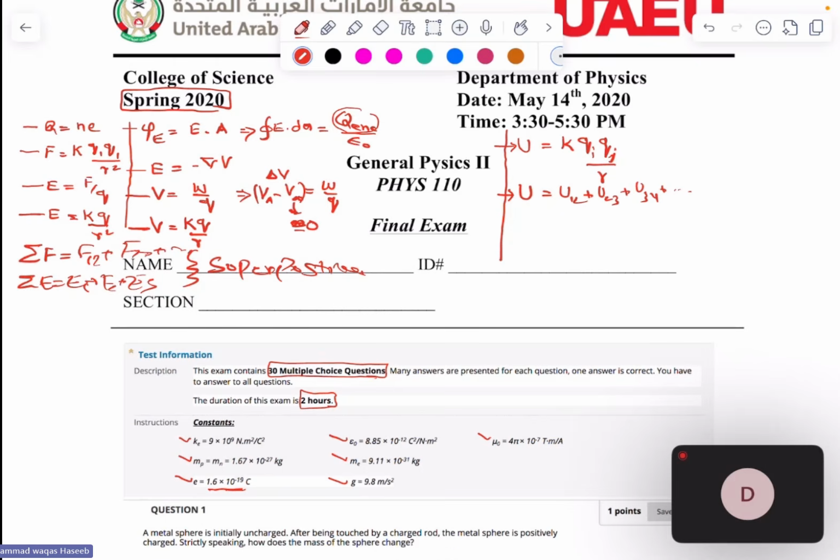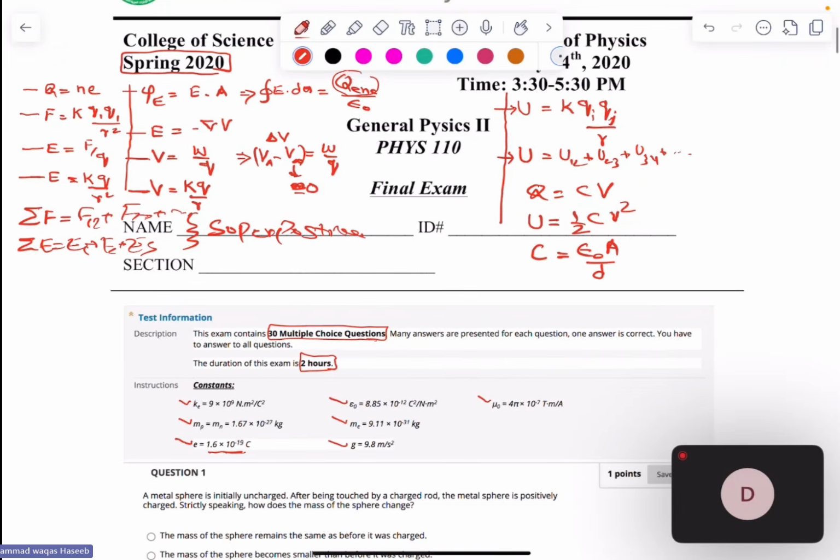Okay, then we have the capacitor. The charge stored in a capacitor is CV. Then the energy stored in a capacitor is 1 half CV squared, and the capacitance of a parallel plate capacitor is represented by epsilon naught A over d, I think. So this is the capacitance of a parallel plate capacitor.